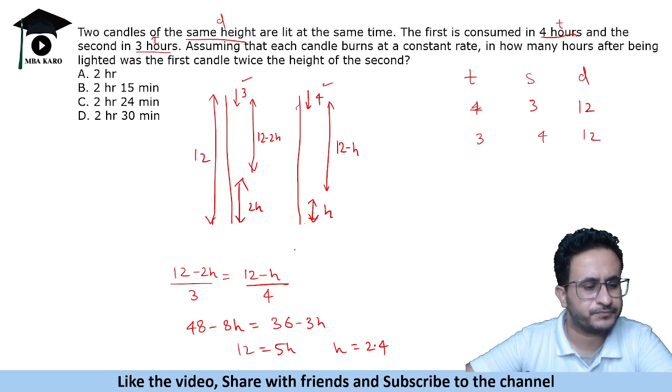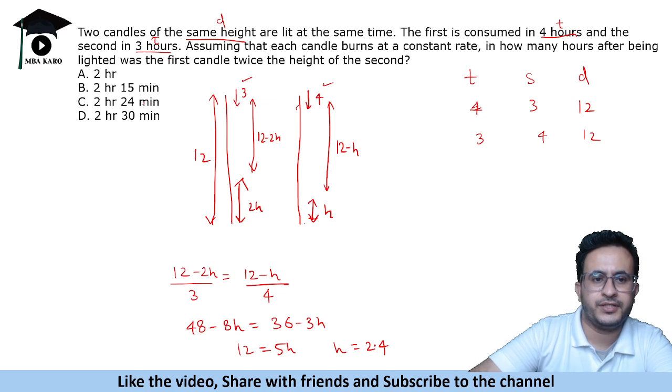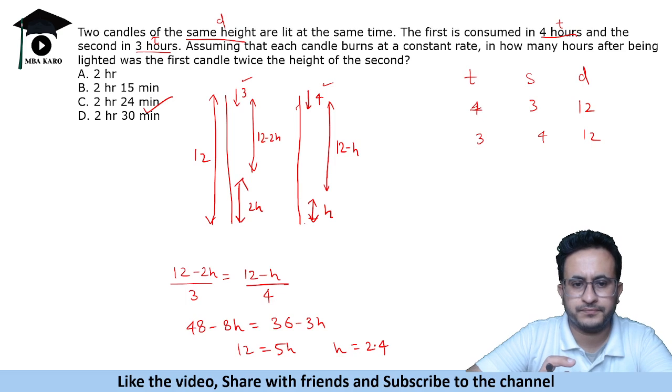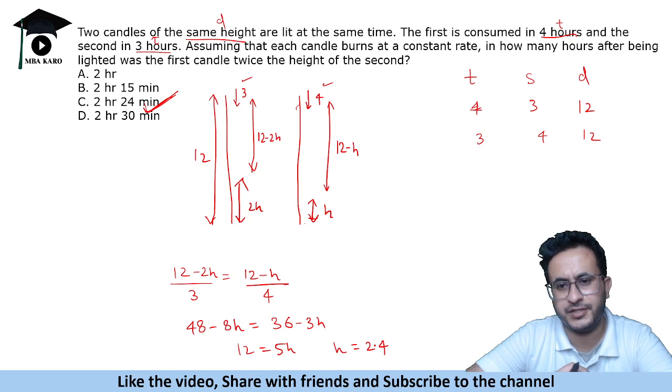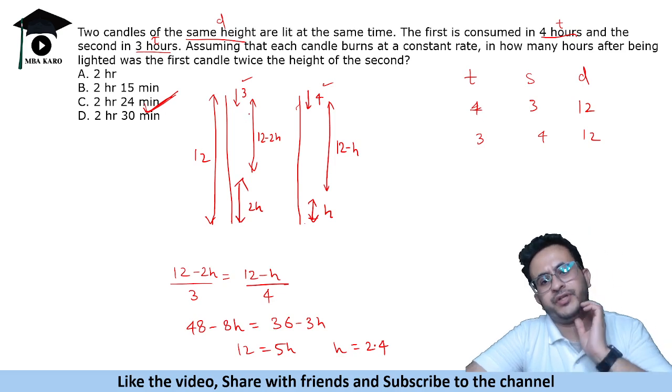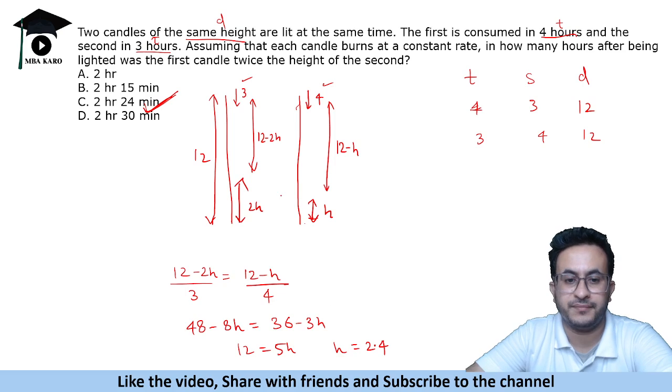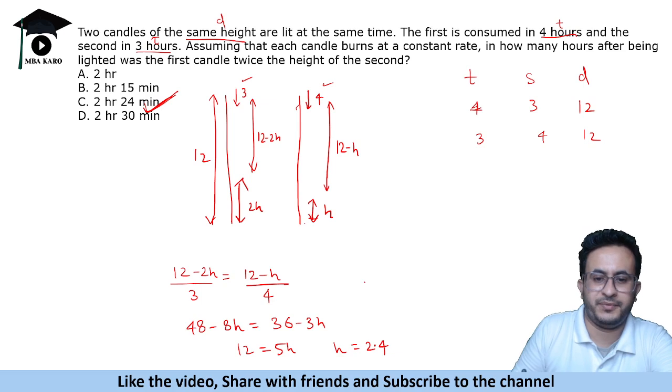So 2.4 hours, so 2.4 is 2 hours 24 minutes. When you convert to the hour format, it is 2 hours and 24 minutes. So that's how we calculate. We know that this time is the same, and using that we equated and we got h as 2.4.